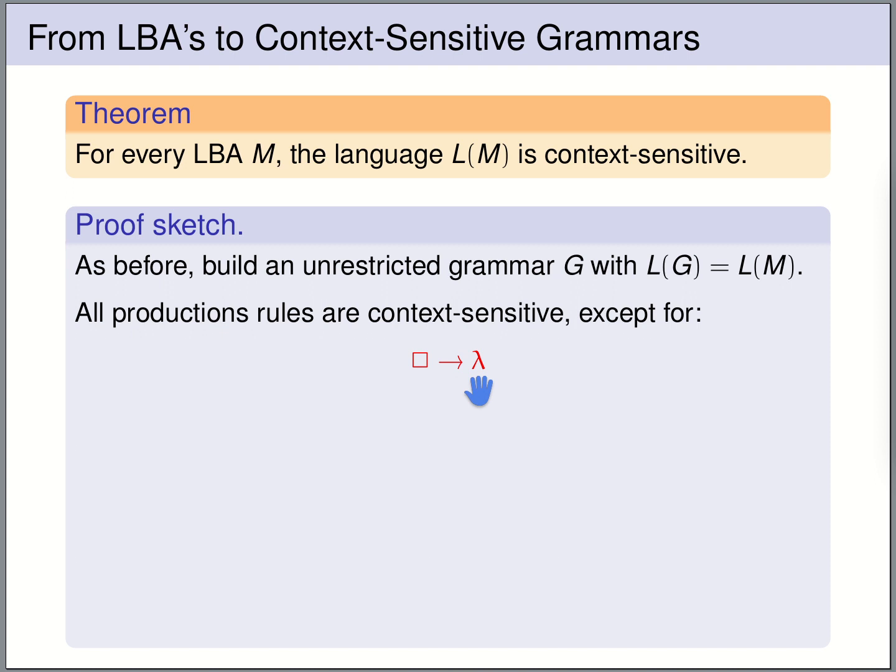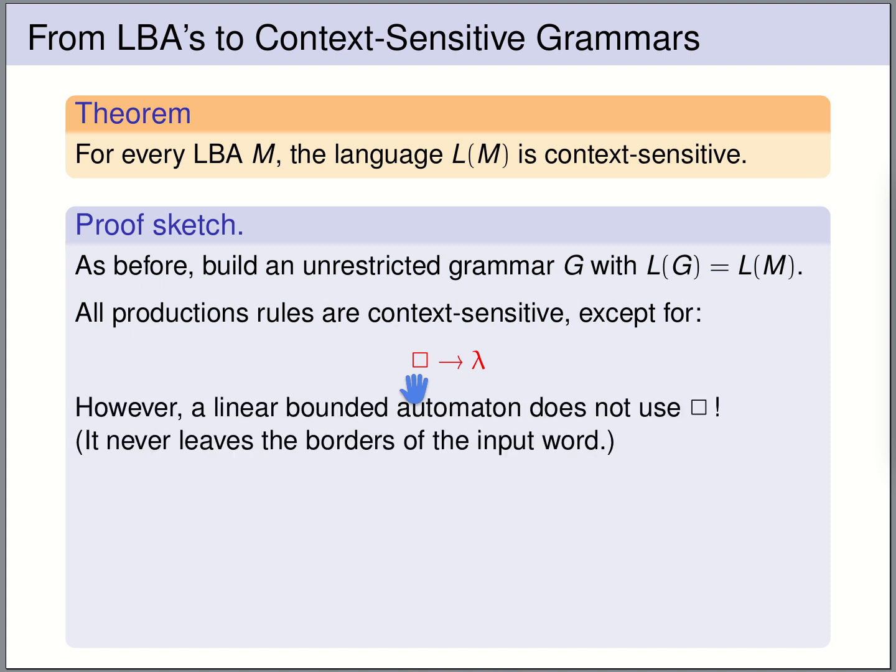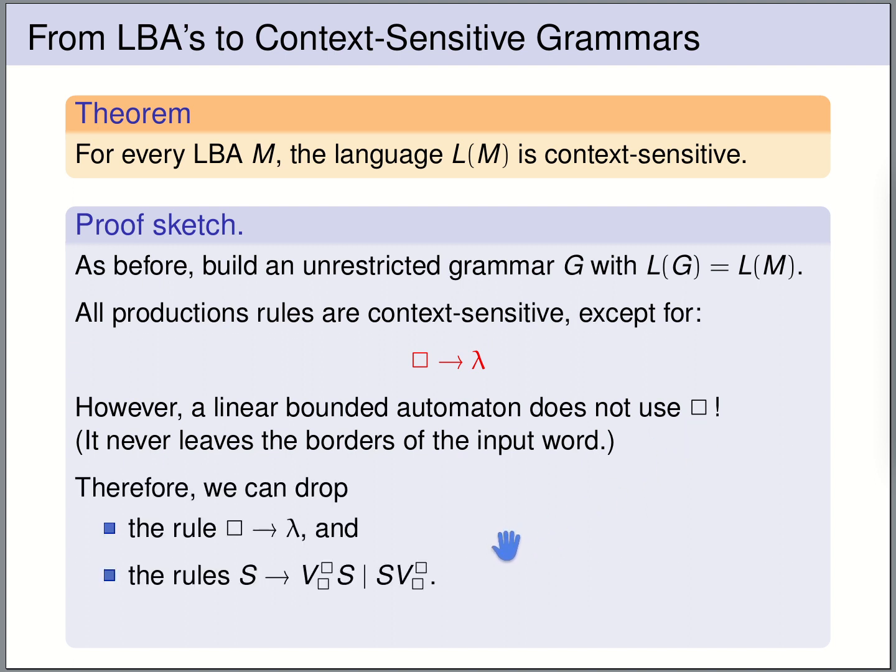But linear bounded automata do not use the blank symbol. The read-write head never leaves the bounds of the input word. So therefore, we can actually drop this rule. We do not need blank symbols, and we can also drop these rules if we want. We don't need to, they are context sensitive. But since we cannot drop the blank symbol, we can also not really make use of these rules. So if we drop these rules, the grammar that we obtain is context sensitive.